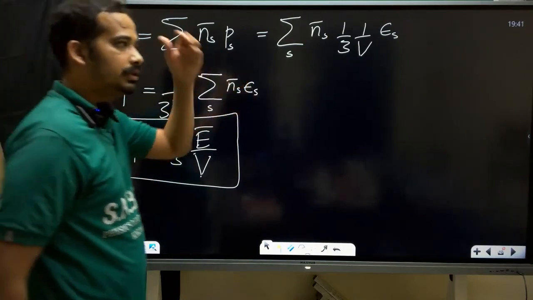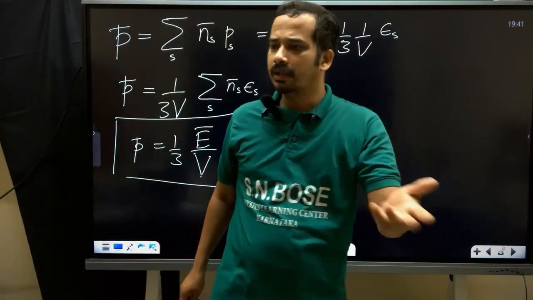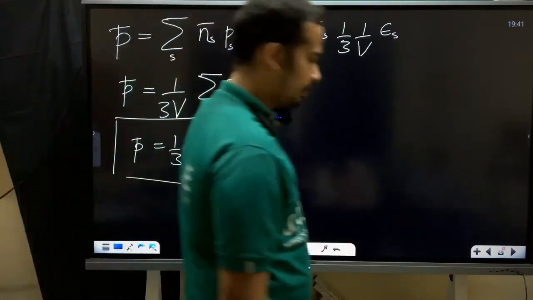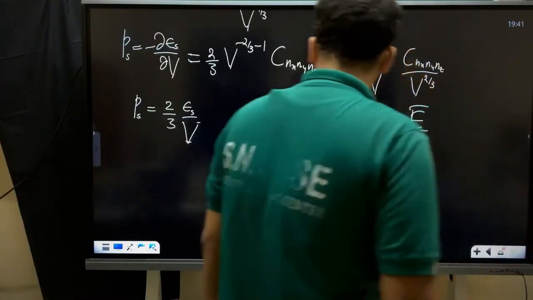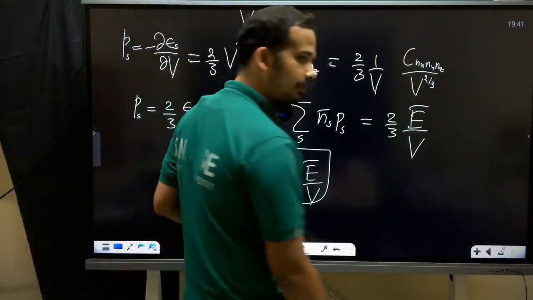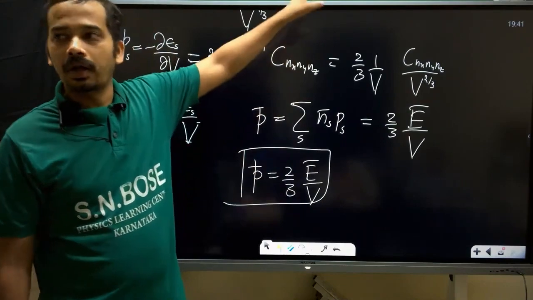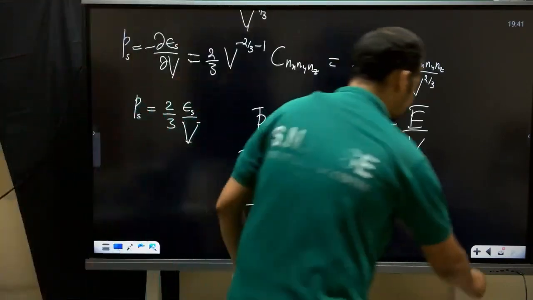They have asked even some isobaric, isochoric thermodynamic processes for photon gas. Very nicely designed question. Anyway, we shall handle that. Right now this is for average pressure related to energy density for a non-relativistic particle.